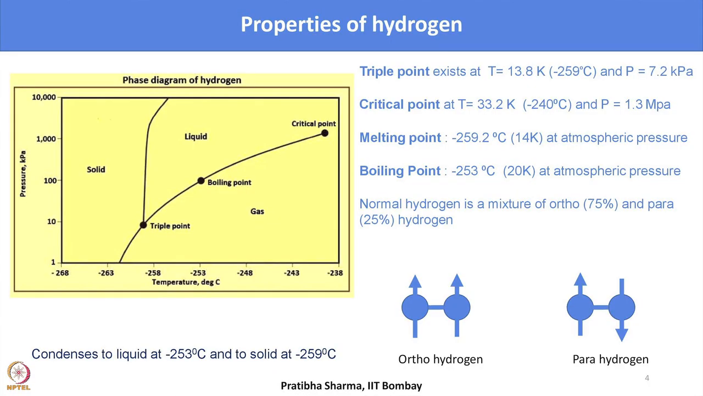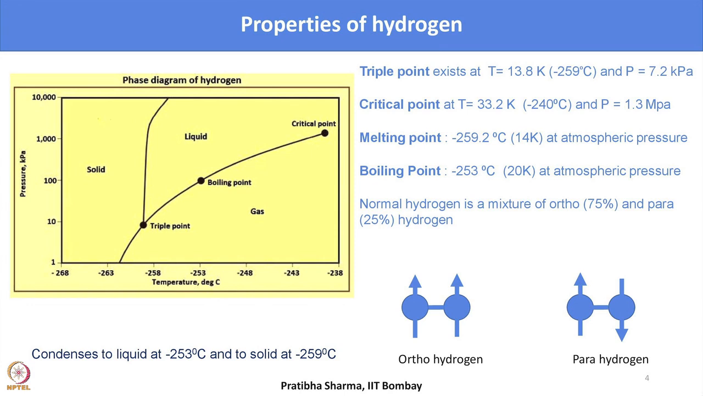If we look at the phase diagram of hydrogen, there are different regions wherein hydrogen exists in the form of solid, liquid, and gas. The triple point of hydrogen, wherein all three phases coexist, is at 13.8 K, that is minus 259 degrees centigrade, and a pressure of 7.2 kilopascal, which is very low. Hydrogen's boiling point is at minus 253 degrees centigrade, that is 20 K at atmospheric pressure.